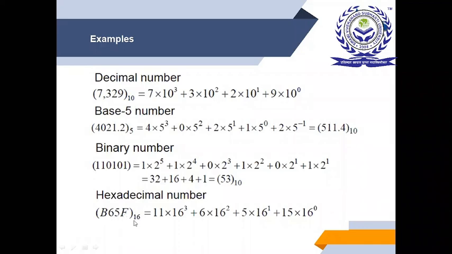So the number is B65F base 16. When I expand it, B stands for 11. So 11 into base to the power 3, A0, A1, A2, A3. 11, that is the coefficient, multiplied by base to the power position 3, plus 6 into base to the power 2, plus 5 into base to the power 1, plus F stands for 15, 15 into base to the power 0, like this. So when I calculate this value, this number will be converted into the decimal number. So we can say that when we expand any number by its coefficient and radix to the power position, then that particular number can be directly converted into the decimal number.